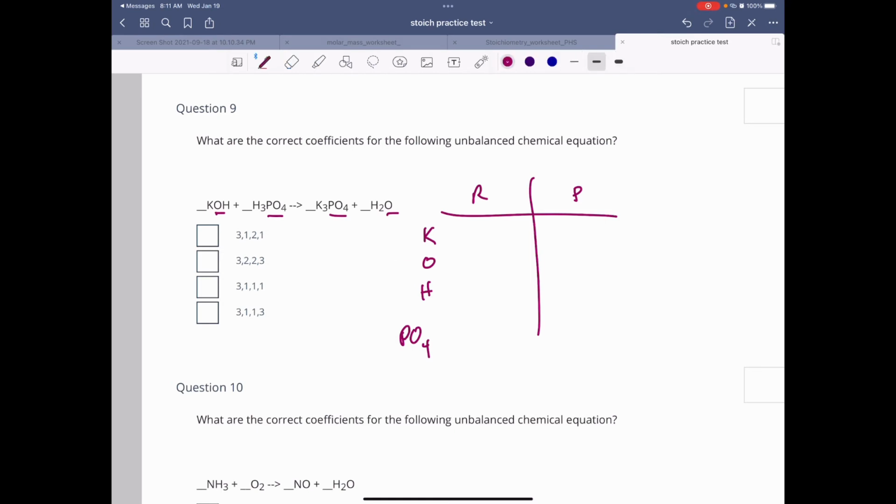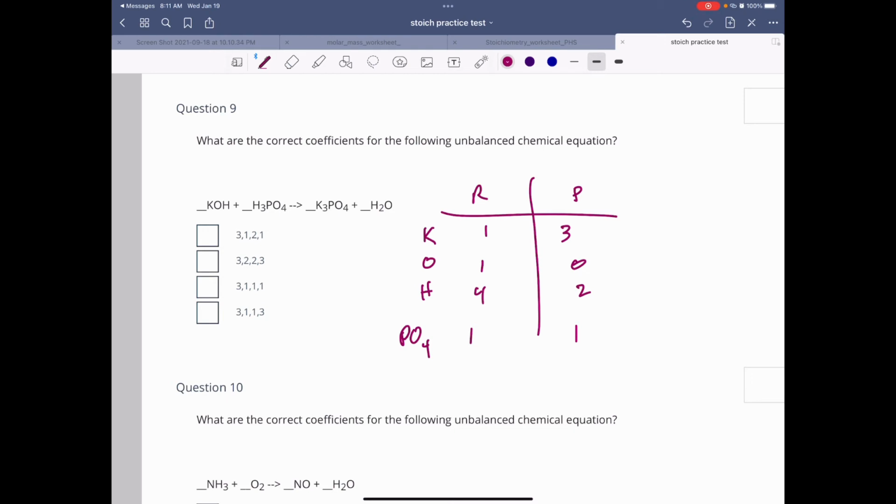So let's just count them up. On this side, we got 1 of those, 1 of those. We got 4, right? So we got 1, 2, 3, 4. So 4 hydrogens, and we only got 1 phosphate. On the other side, we got 3 of those. We got 1 phosphate, that's that. We got 2 hydrogens and a single oxygen. So we got to figure out a way to get this thing to match. So I'm just going to erase my little work right there.